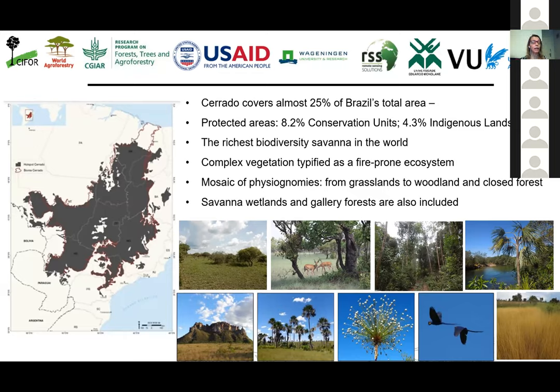The Cerrado has a long history with fire. It's an ecosystem adapted to fire. And also Cerrado is considered the richest biodiversity savanna in the world. And it has many different physiognomies, as you can see in these photos in the slide. And Jonas will talk about this a little bit more later.